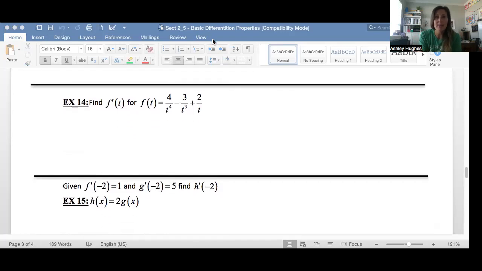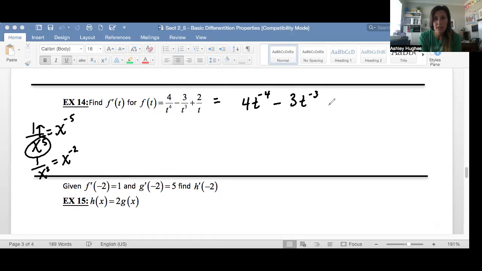This one you need to rewrite. Anytime they're in the bottom, you're going to rewrite them using exponent rules. And again, I will link that video. Say you have 1 over x to the 5th. That's x to the -5. You have 1 over x squared. That's x to the -2. Anytime you bring this guy up, you just flip the sign. So this is the same as 4t to the negative 4 minus 3t to the negative 3 plus 2t to the negative 1. Now we're going to take the derivative.